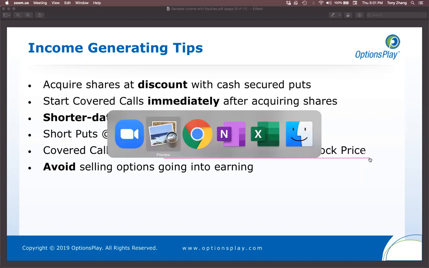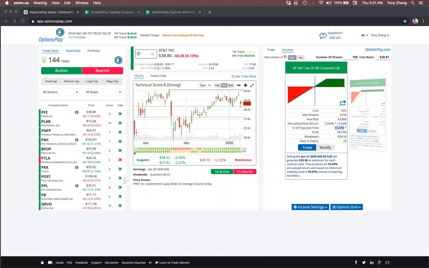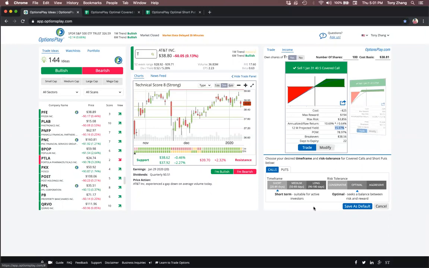So with that, I'm going to briefly go back to Options Play. I want to reiterate how we built this tool to make this as easy as possible for you, because regardless of what stocks you own, when you click on the income tab, you can select your own settings here. I've set short-term optimal for my covered calls, and short-term aggressive for my cash secured puts, so that Options Play automatically selects short-dated options for me, more aggressive short puts and more conservative covered calls.